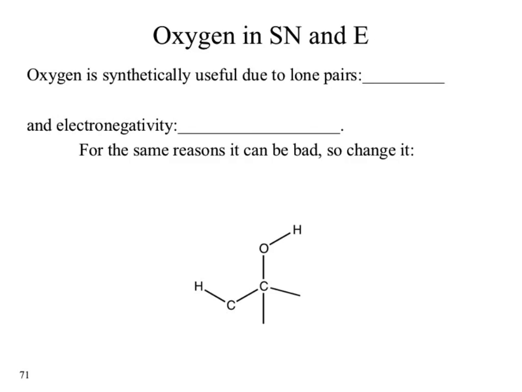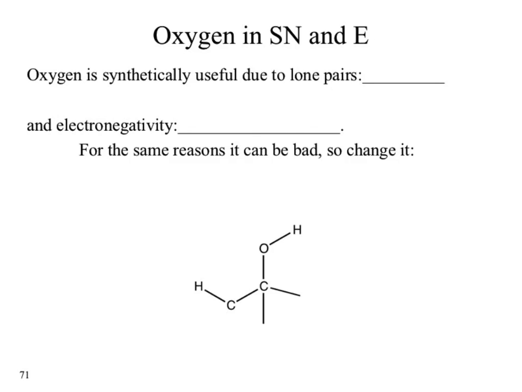So we take a look. We've got what functional group shown? It's an alcohol. Right? If we're going to look at an individual structure of an alcohol, we need to say, what can it do? Why is oxygen synthetically useful? Said another way, oxygen is synthetically useful due to its lone pairs. Okay? And that makes it useful as what?